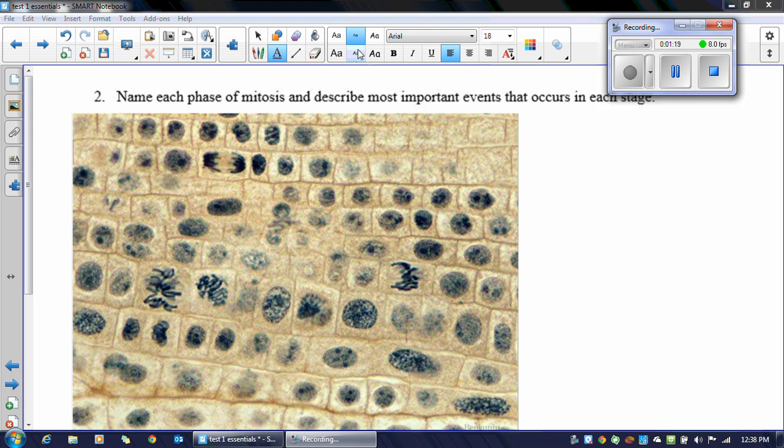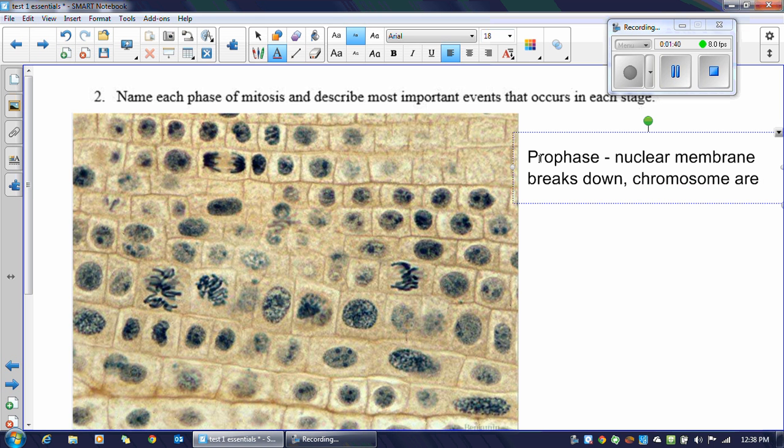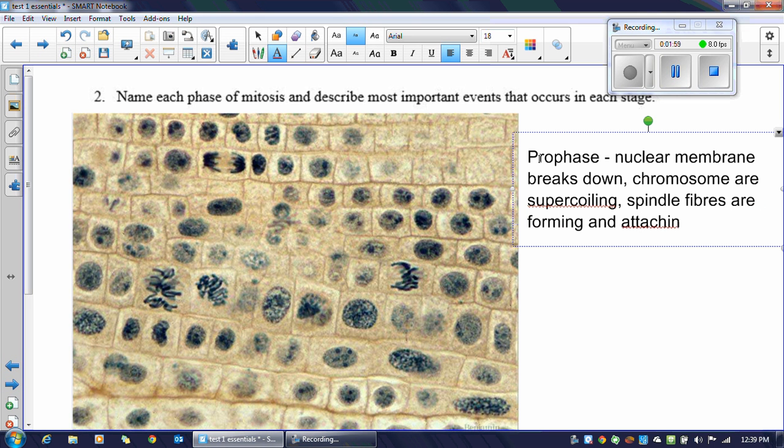You can see that those chromosomes are beginning to tighten up. So if I were going to put down the most important things of prophase, I'd say that the nuclear membrane breaks down, the chromosomes are supercoiling, and the spindle fibers are forming and attaching to the chromosomes at the centromere, which is that center part of the chromosomes.